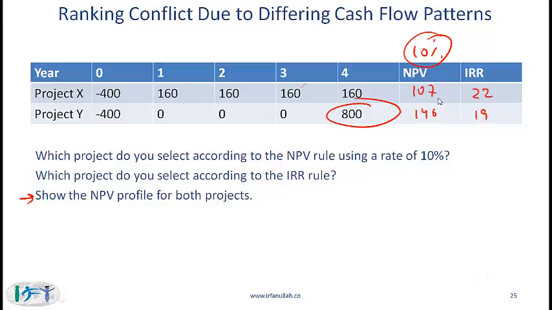Here is what you should come up with. Based on the NPV rule, it clearly makes sense to select project Y because project Y has a higher NPV. But based on the IRR rule, it makes sense to select project X because X has a higher IRR. And again, when there is a conflict, the NPV rule is what you go with.